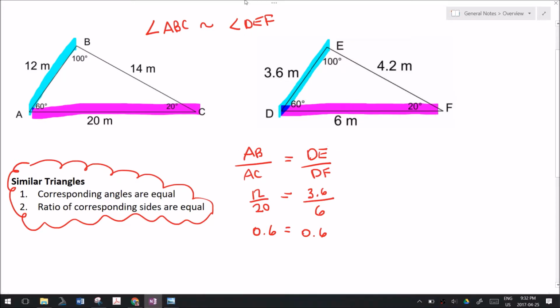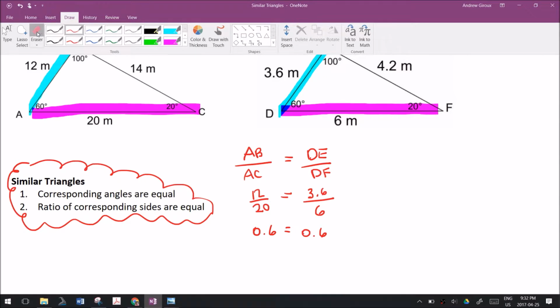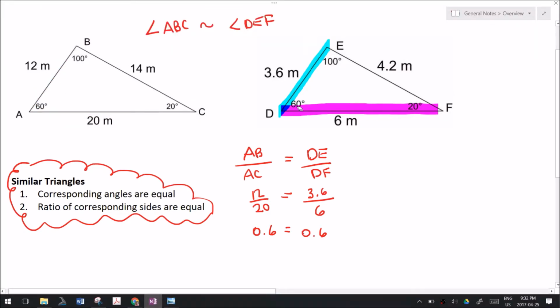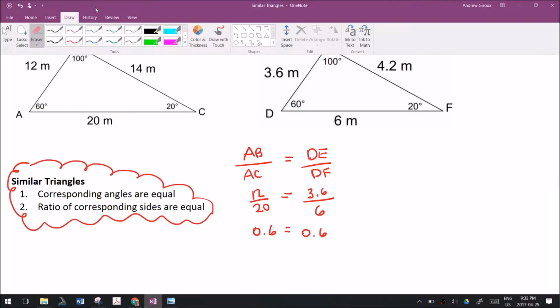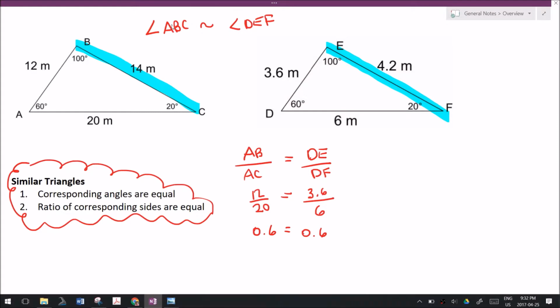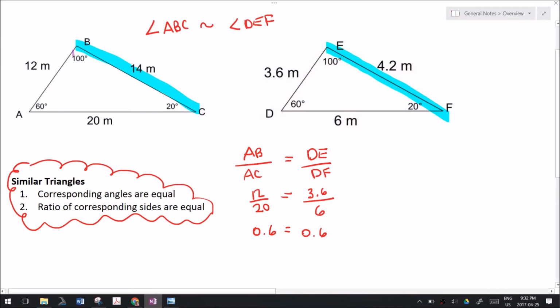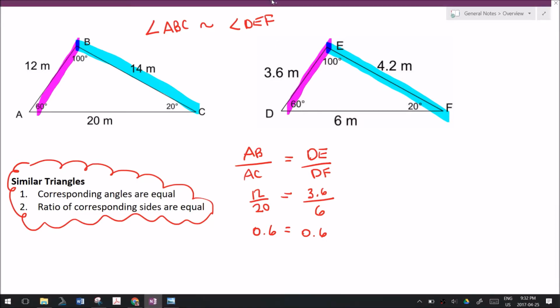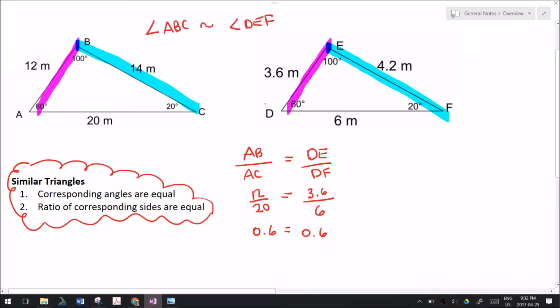Let's test another side length ratio. Similar to what we just did in the last example, I could also say that side length BC is corresponding to EF, and side length AB we already know corresponds to DE. So let's test that ratio. That means that the side length of BC divided by AB should be equal to EF divided by DE. And so let's solve that one.